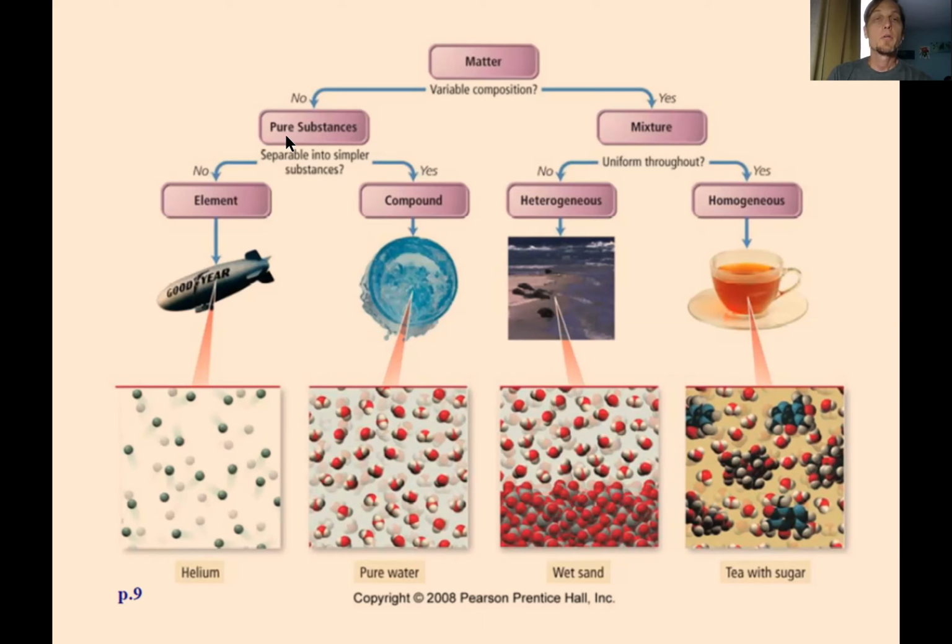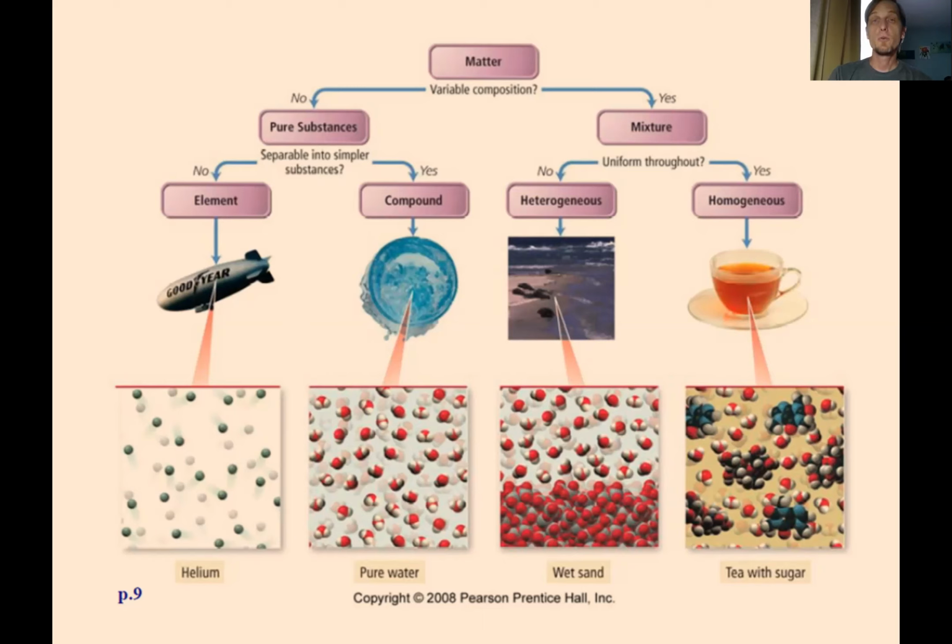But anyway, pure substances. Pure substances can be separated into simpler substances. If it can be, then it is a compound. Can the pure substance not be separated? Then it's an element, like those on the periodic table. So this is the last slide today, and it's the first slide.